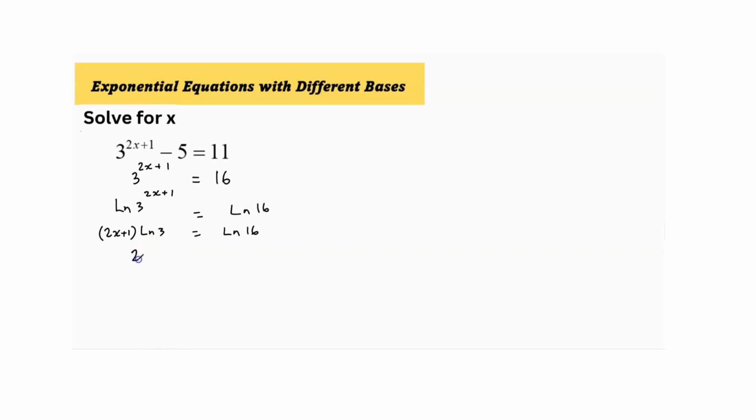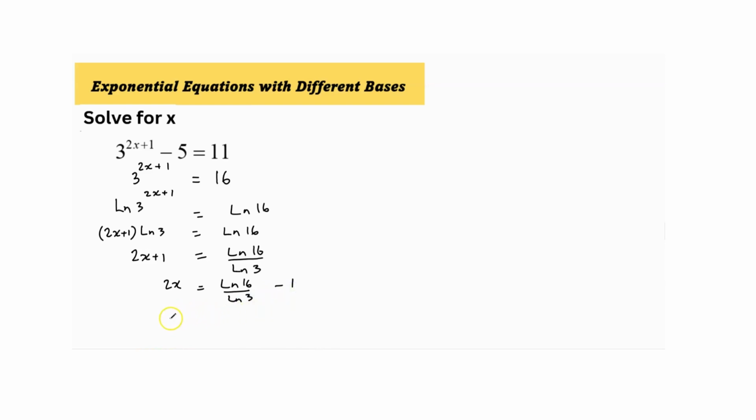Therefore we have 2x plus 1 on the left hand side, and on the right hand side we have ln 16 over ln 3. We need to solve for x, so we subtract 1 from both sides, so we have 2x is equal to ln 16 over ln 3 minus 1.